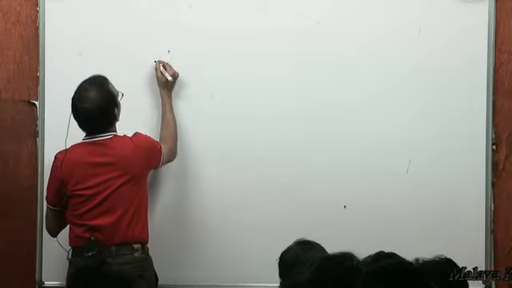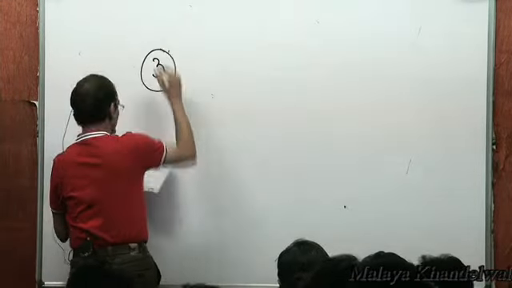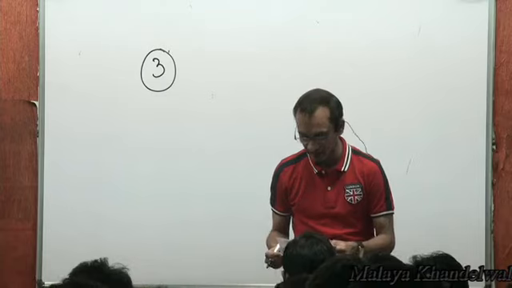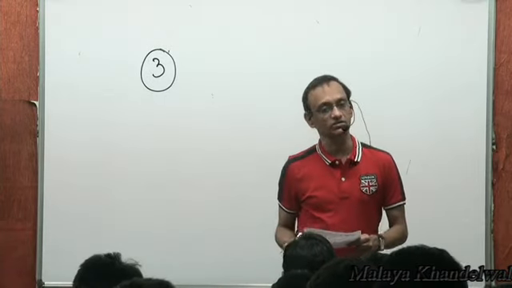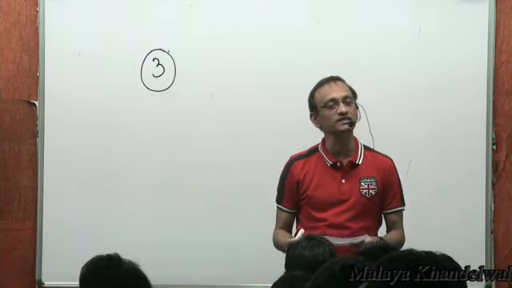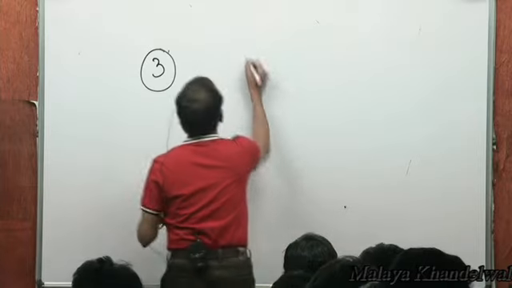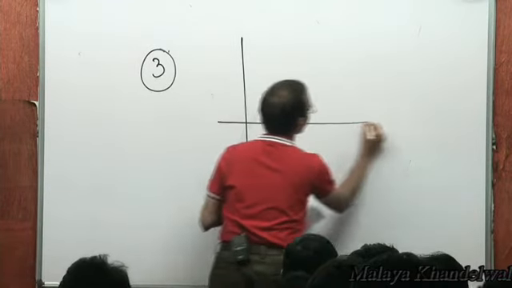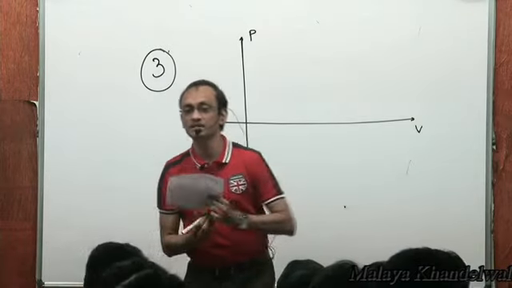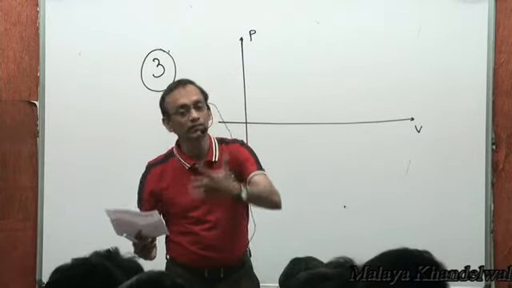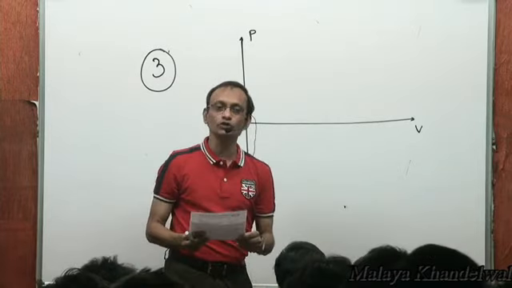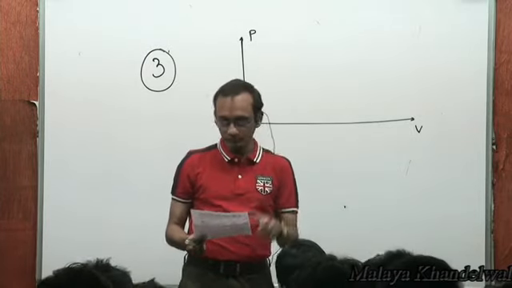Number 3. Two different ideal diatomic gases A and B are initially in the same state, right? Same state means what? Same thermodynamic state means the same pressure, volume and therefore the same temperature, assuming the same number of moles, but in any case the same pressure and volume. We'll also assume the same temperature, right?